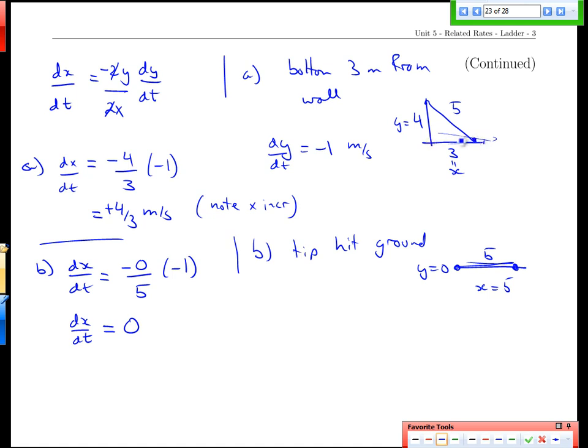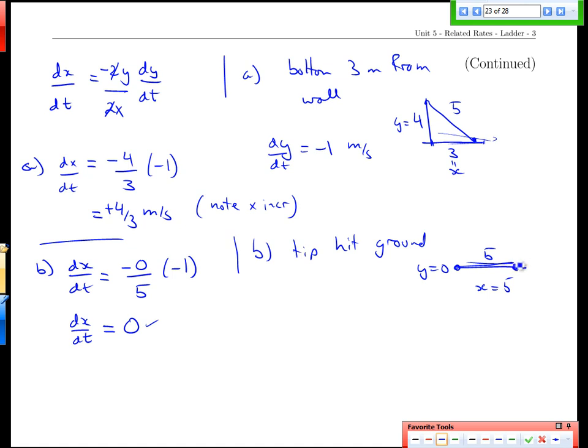And it's also not going to get any closer. x can't shrink because at the moment the tip is hitting the ground, the whole ladder is laid out. It's 5 meters long. There's no reason for it to contract. So in fact, it might be a bit surprising to think, when the tip hits the ground is exactly when the bottom stops moving.